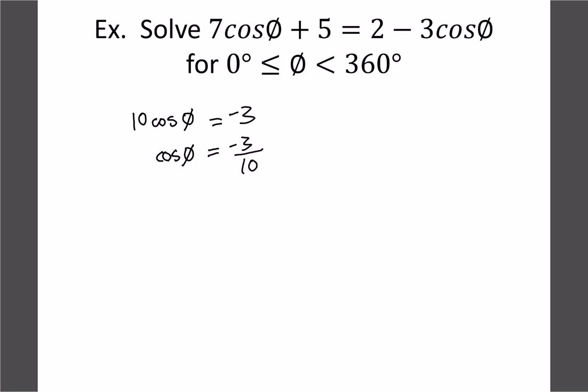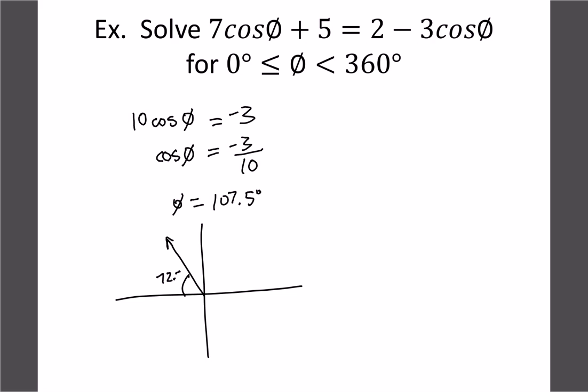This isn't one of our basic trig ratios, so what we're going to have to do is just go to our calculator. Let's make sure we're in degree mode, because we're just going to be solving these with degrees. So we go second cos of -3/10, and that gives us an angle of 107.5 degrees if we round it up. Okay, so we've got one solution, and now all we've got to do is figure out the other one. If we go 180 minus 107.5, that would give us a reference angle of 72.5 degrees.